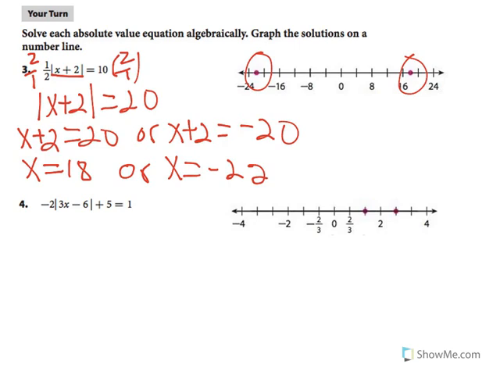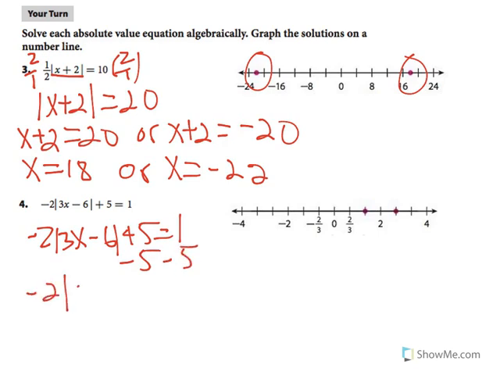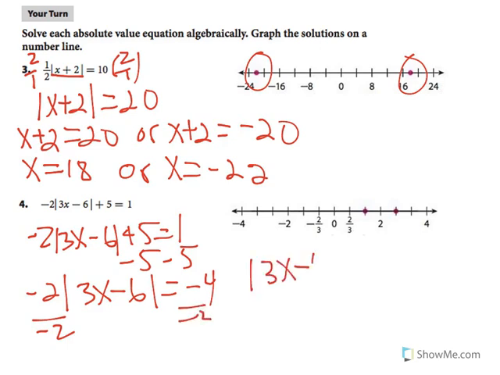So now here we have negative 2 times the absolute value of 3x minus 6, plus 5 equal to 1. So first step is to subtract 5 from both sides. So we have negative 2, absolute value of 3x minus 6 equal to negative 4. Divide both sides again by negative 2.